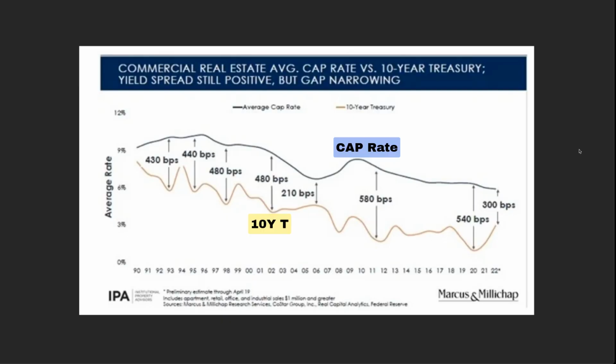If we look at the historical chart that compares the 10-year treasury, the orange line, and the cap rate, you can see that there's always a spread between the 10-year treasury, which is considered a risk-free investment, and cap rates for multifamily investment. This chart is showing the national average for multifamily cap rates since 1990 all the way to 2022. From a multifamily investor perspective, you want that spread to be as wide as possible because that's what we refer to as the premium.